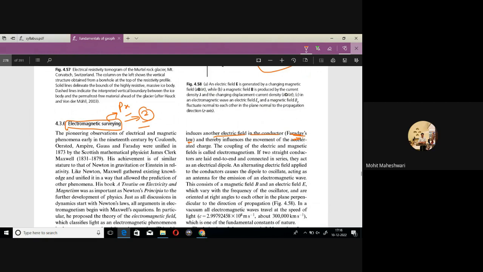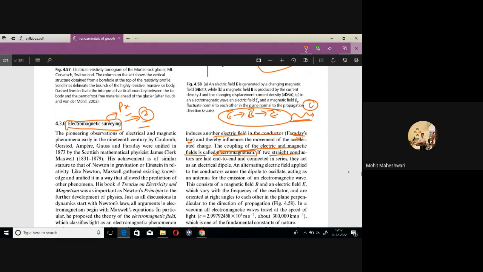will produce an electric field, right. So basically what happens is, a changing electric field will produce a changing magnetic field, and then the changing magnetic field will produce a changing electric field, and this changing electric and magnetic field will travel with the speed of light, and this wave is known as the electromagnetic wave. So it is written there, the coupling of the electric and magnetic fields is known as electromagnetism. Okay, this must be clear to you.